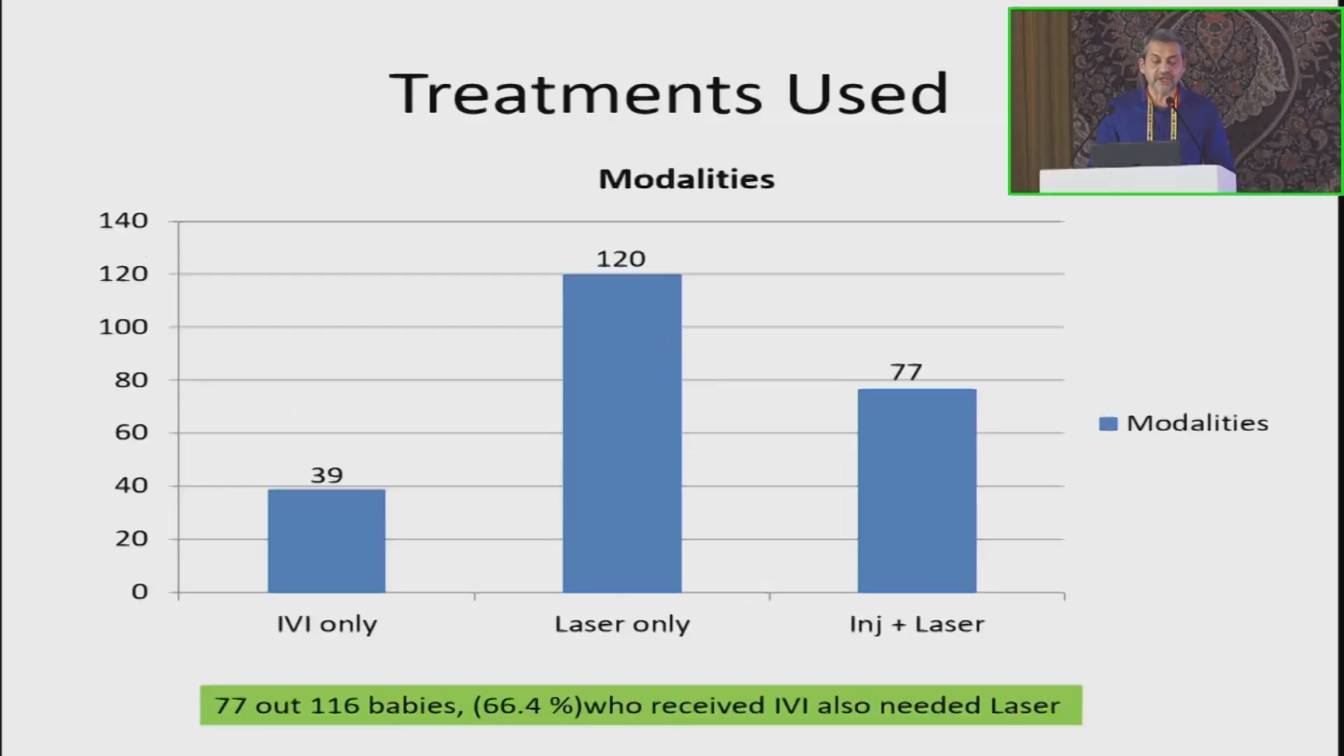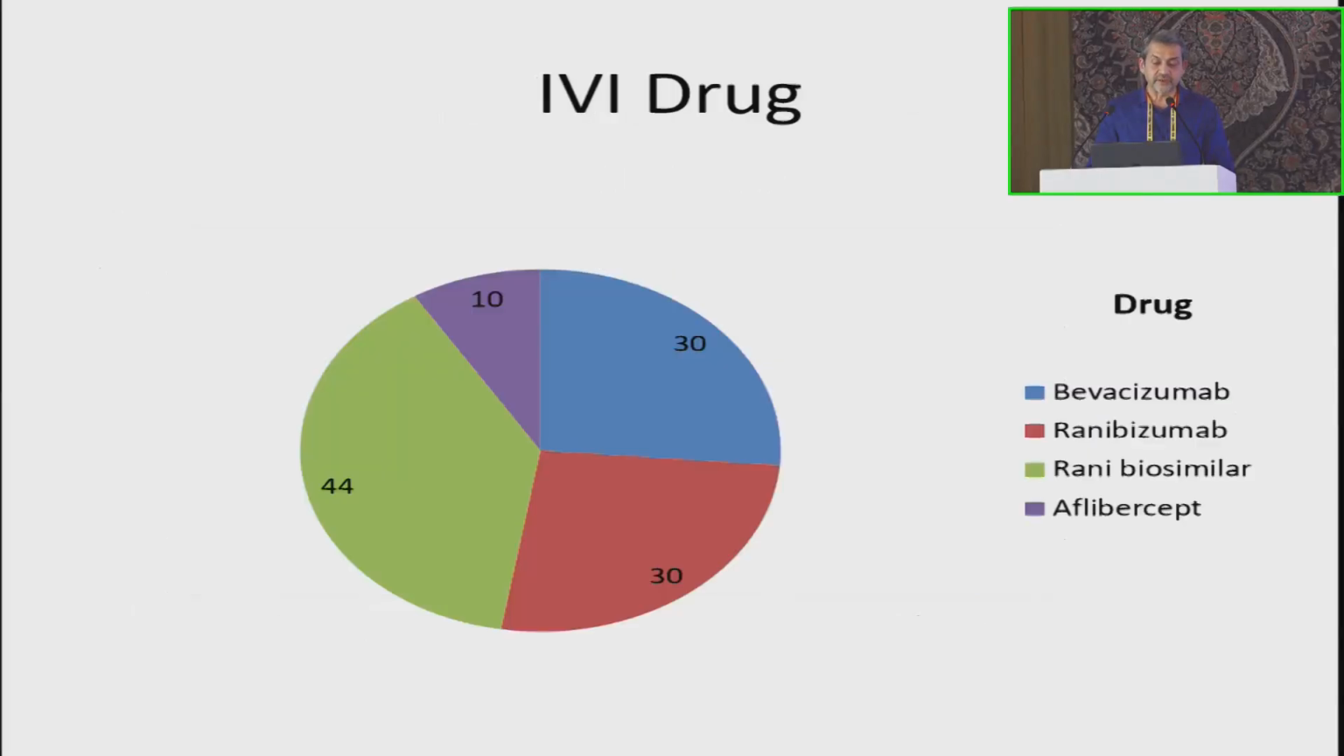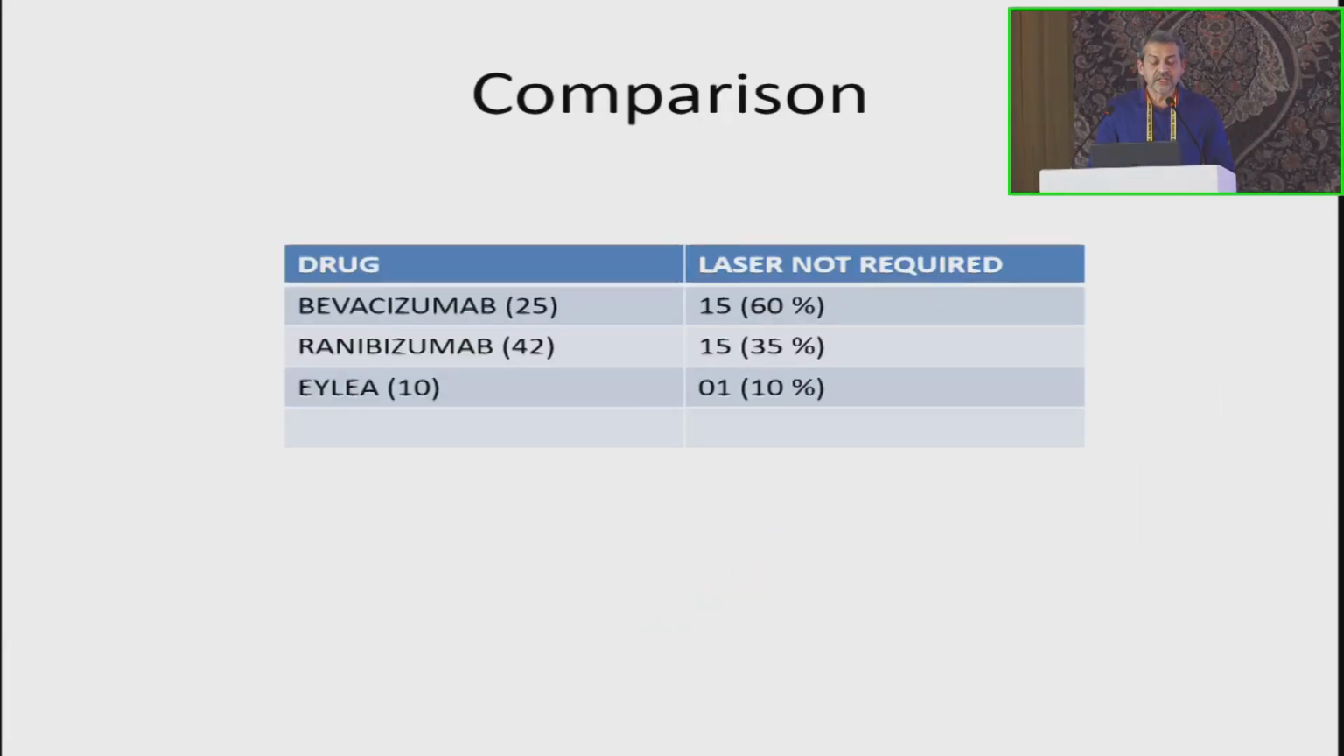Mean was 1265 grams. Out of 116 babies who were given intravitreal injection, 77 still needed to be followed up with laser, which is 66%, which shows that injection is not a quick fix solution, and the mainstay of the treatment was still laser. In the distribution of drugs used, approximately the same number of babies received bevacizumab and ranibizumab, the original research molecule, Accentrix or Lucentis as it used to be called. Ranibizumab's biosimilars were used in 44 babies, and in 10 babies aflibercept was used. We saw that of the babies who were given Avastin or bevacizumab, 60% did not require laser, as other studies have also established that Avastin is the best drug to be used in ROP.